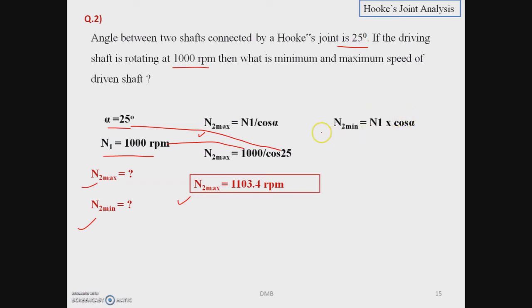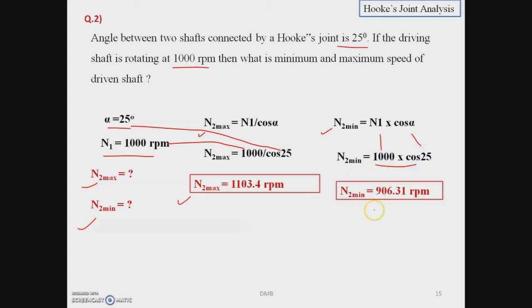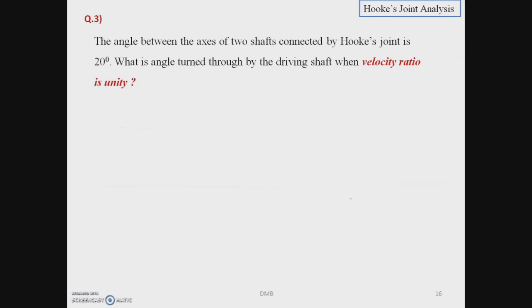Next, N2 minimum is equal to N1 into cos of alpha. N1 is 1000, alpha is 25. By solving 1000 into cos of 25, we get N2 minimum, which is equal to 906.31 rpm. Example number 3.